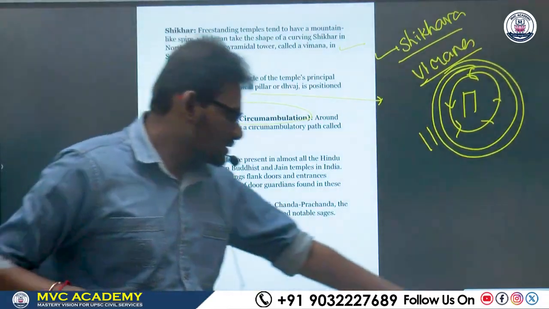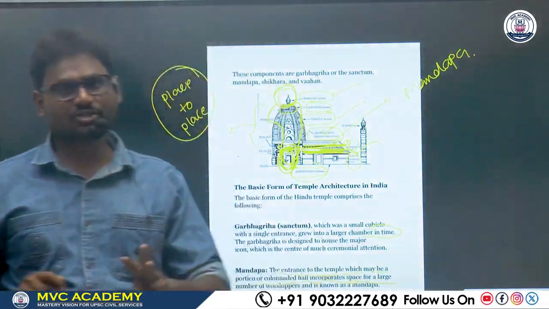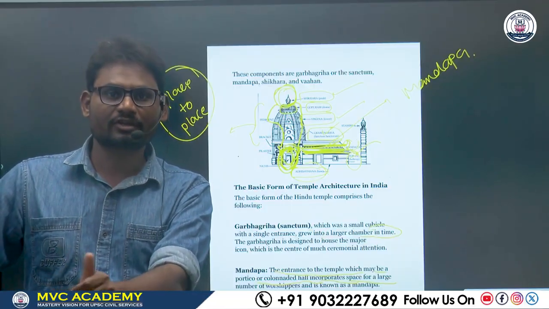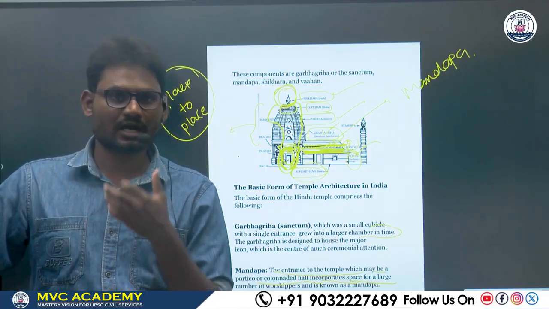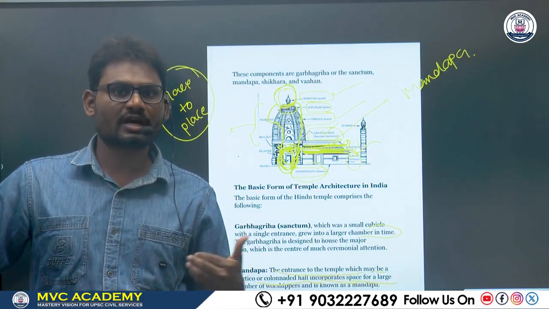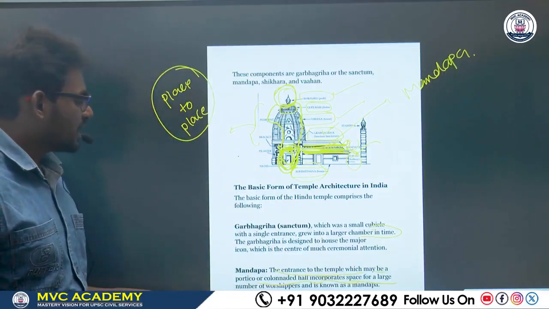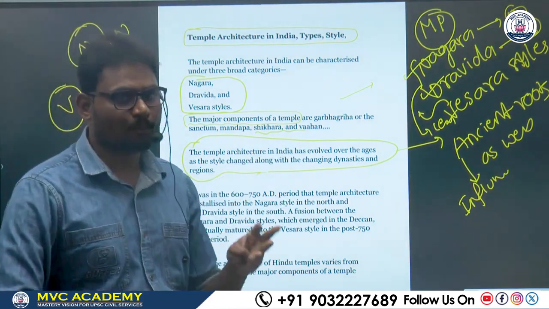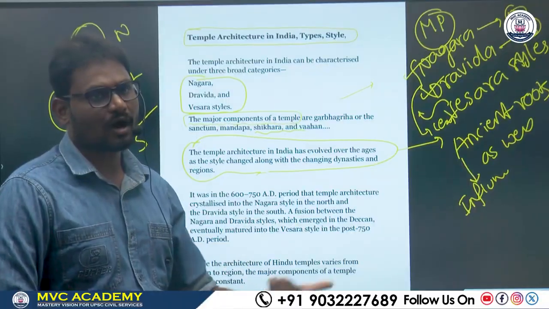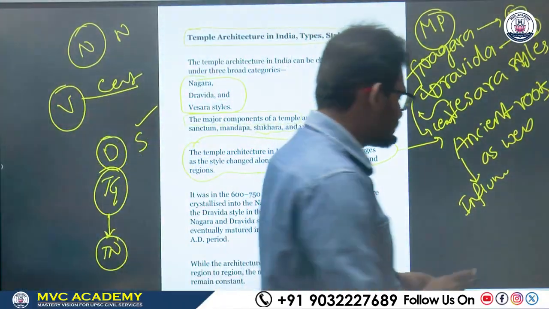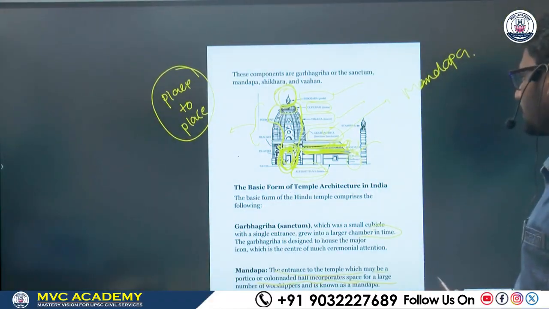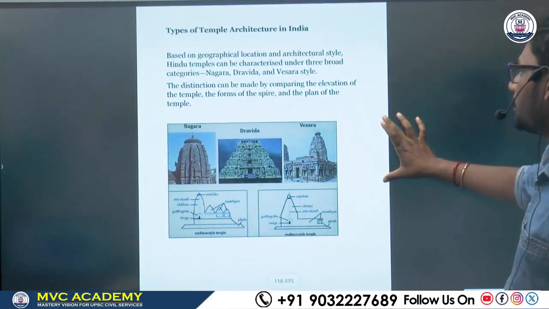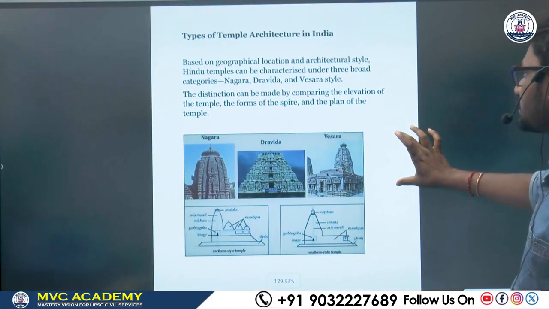So here simply remember that three styles are there. Number one, Nagara, next Dravida, and Vesara. Nagara is in northern India, Dravida in southern India, and in combination, that is in central India, we are having Vesara style. And the main components of a temple are Garbhagruha or sanctum, Mandapa, Shikara and Vahan. Next we are having types of temple architecture in India. Let us discuss what the styles were.